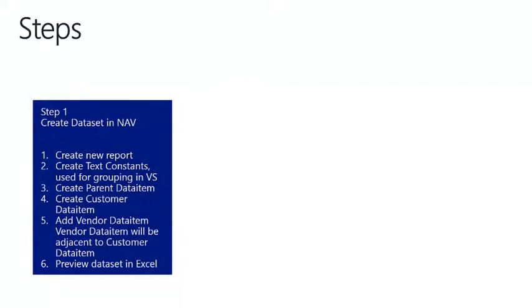In step number 1, we're going to create the dataset NAV. First, create the report. Then we're going to create three text constants, which I'll be using in grouping in Visual Studio. We'll create a parent data item, a customer data item, and a vendor data item. The vendor data item will be adjacent to the customer data item. And then when we have done this, we'll preview the dataset in Excel before we do any layout in Visual Studio.